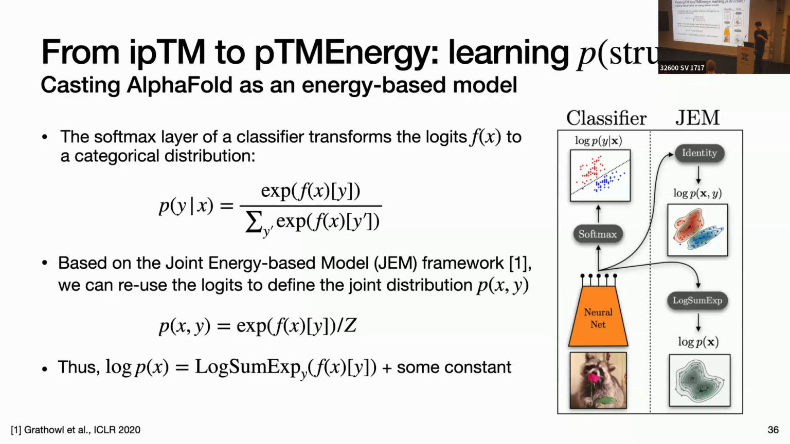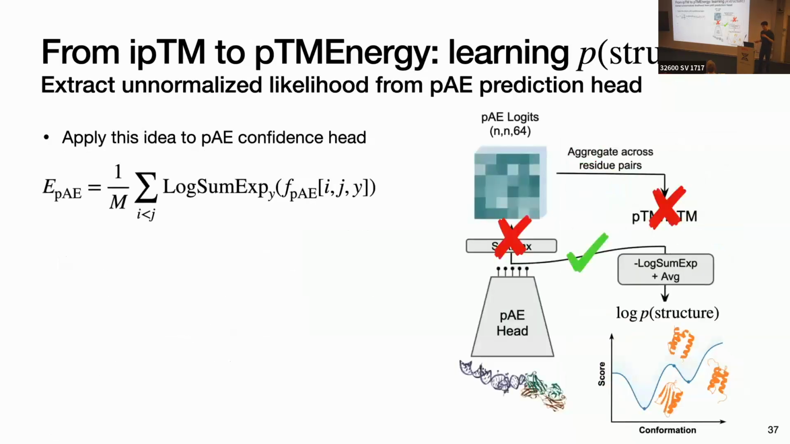This is already useful, because even though we cannot get an exact, normalized log likelihood, given the same target you can still compare different binders by just looking at this unnormalized log likelihood. So that's what we did, right? We just need to look for a classifier in your protein folding model. There are many classifiers in between, but one of the most relevant to us is the confidence head, where you derive your PAE or ipTM scores.